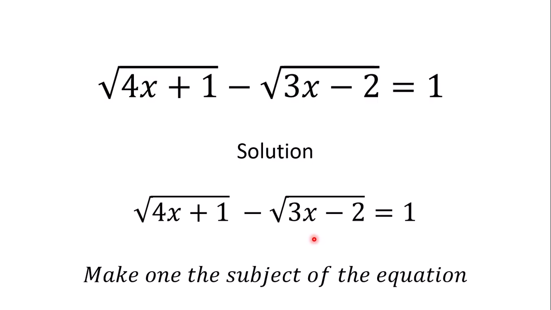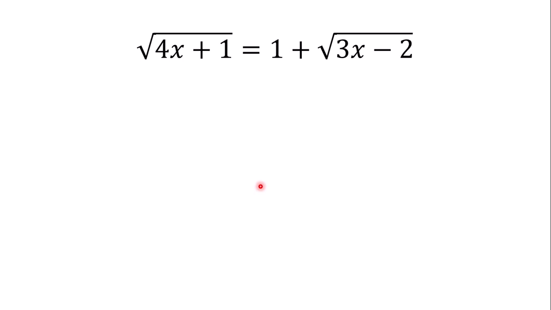Okay, so we are going to make this one the subject by sending this one to this side. Good. So now you can see this one is the subject of this equation. Now, after making one of them the subject, what is the next step? We are going to square both sides.